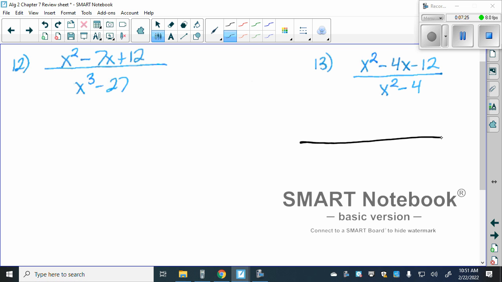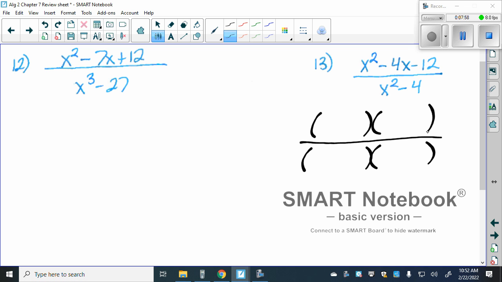Now looking at these two here, because we're going to have to factor both, most likely we are going to need 2 sets of parentheses. Now, I keep doing this, but I didn't intentionally skip over greatest common factor. But looking at the numerator, x squared minus 4x minus 12, is there a greatest common factor? Is there a number that will go into all 3? Is there a term that can be factored out of all 3? No. How about x squared minus 4?